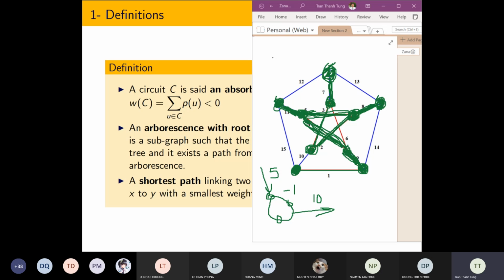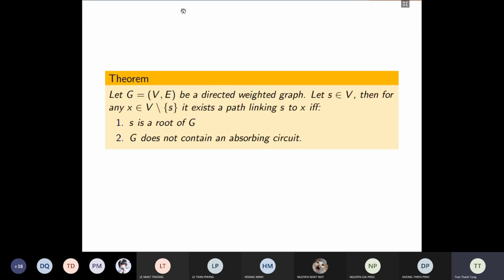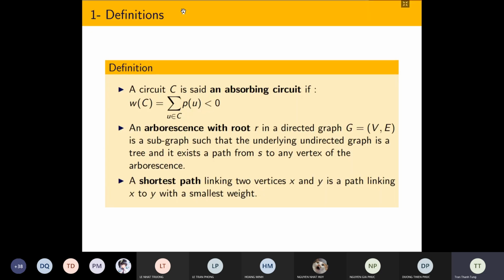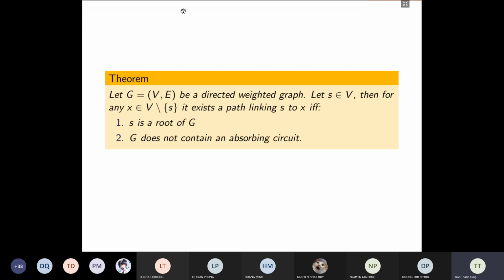So when we work with the graph, we should check whether or not we have absorbing circuits. If yes, we cannot do anything with it. Okay, so there's the shortest path. Now all the algorithms say that if they have no absorbing circuits, then we work with shortest paths. Okay.